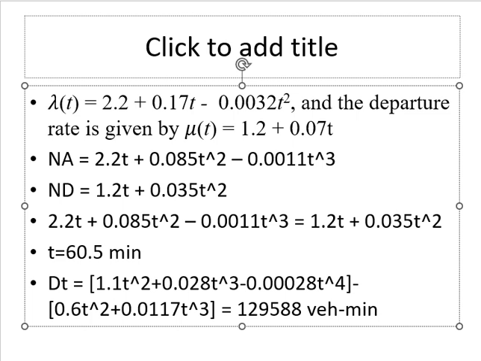You just put the value of t here, okay? You are putting t as 60.5. You are not solving it for t or something. We're just putting the value of t. This is the equation, you just put the value of t.